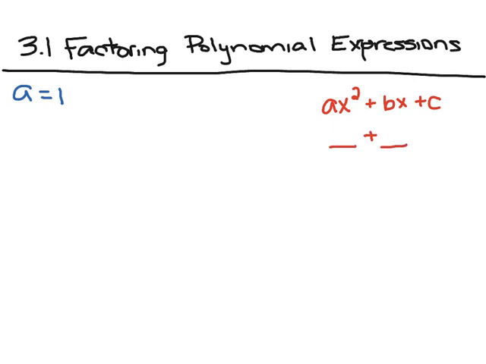We want blank plus blank is equal to our b, so two numbers that add up to be the same integer as b. And blank times blank is equal to ac, so a times c.